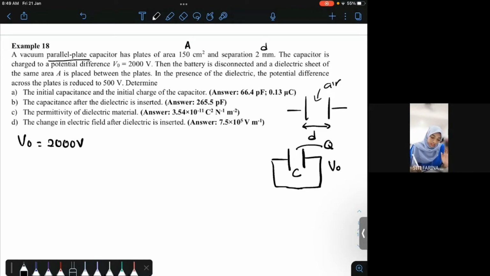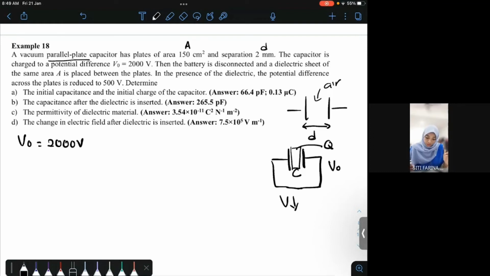The battery is disconnected and a dielectric sheet of the same area A is placed between the plate. So sekarang kita masukkan dielectric tu. In the presence of the dielectric, the potential difference across the plate is reduced to 500 volt. So, lepas kamu insert dielectric, apa yang jadi adalah V kamu akan drop. V kamu akan drop. Saya dah explain dalam video tu macam mana dia boleh drop.